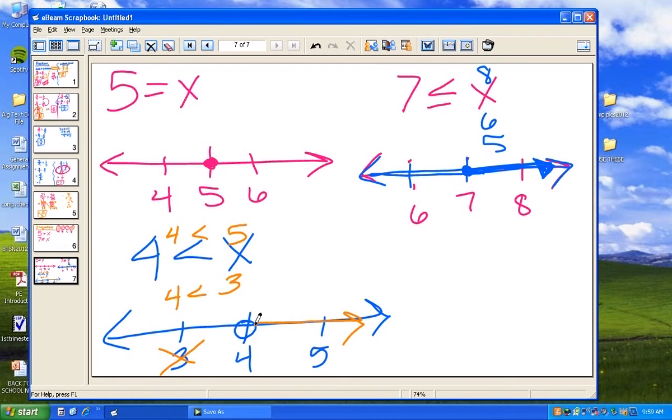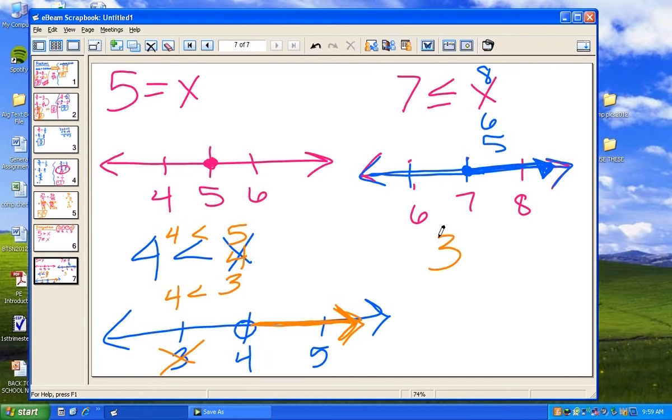If I plugged 4 in here, is 4 less than 4? No. So that's why it's got an open dot. You can't use the number 4. But you can use every number from the 4 in this direction, and it will be an answer to your problem. Okay? One more. I think I saw something like this.